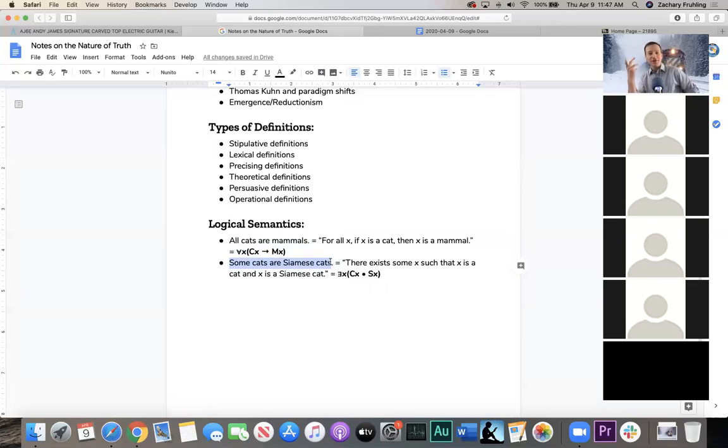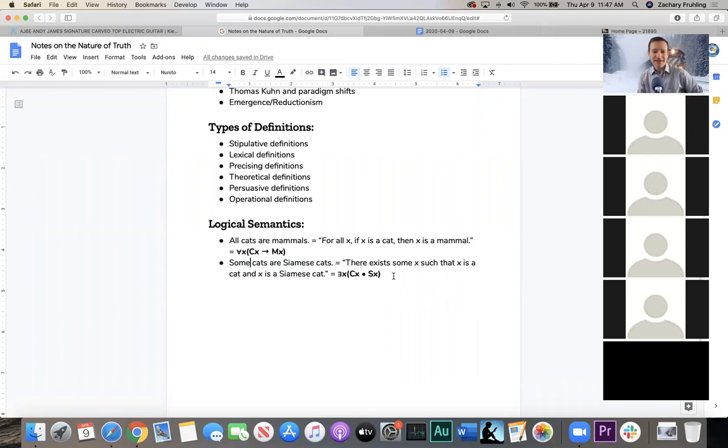A logician hears, well, there exists some object, some entity, some X, as I've written it here, such that X is both a cat and a Siamese cat. In other words, a statement like some cats are Siamese cats means there has to be at least one object, maybe more, but at least one, where it's both a cat and a Siamese cat, where it falls into one category and the other category.